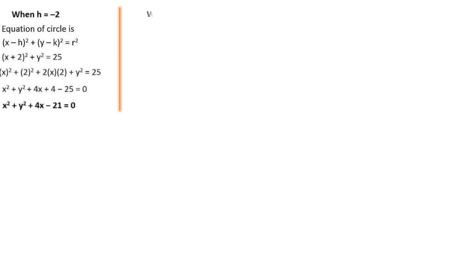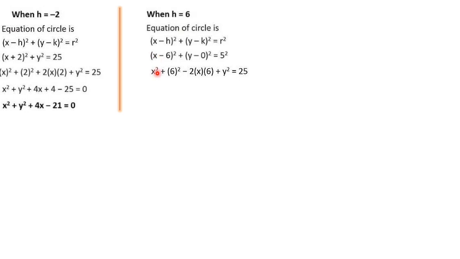In the same way we can use the other value of h, that is h is equal to 6. The equation of the circle is x minus h the whole square plus y minus k the whole square equal to r square. Substituting the h value, that is x minus 6 the whole square plus y, k value is 0, y minus 0 the whole square, equal to r square, that is 5 square. Using the a minus b the whole square expansion, a square plus b square minus 2ab, so x square minus 2 into x into 6, plus y square, equal to 25.